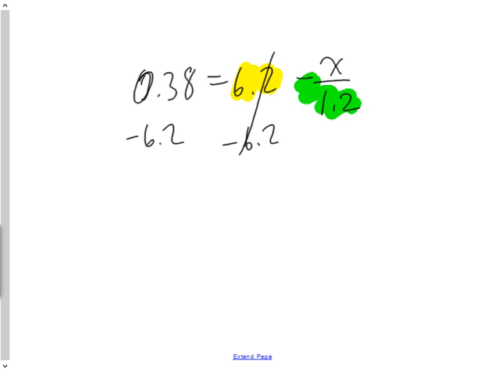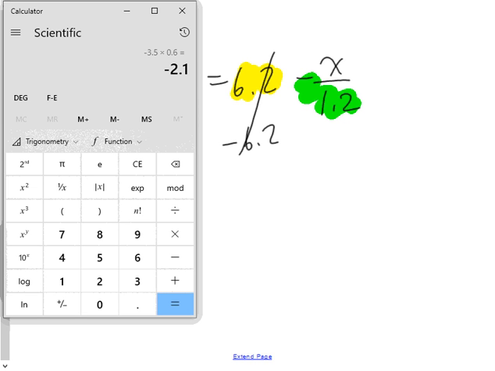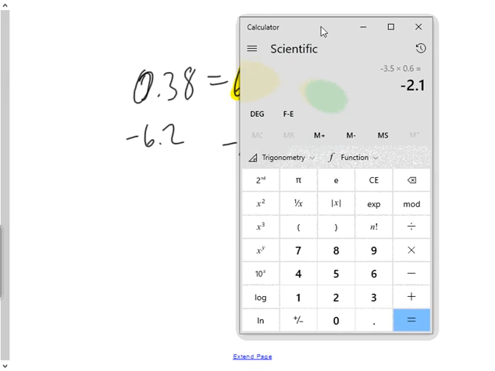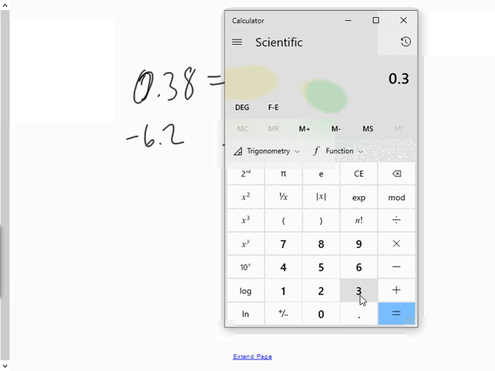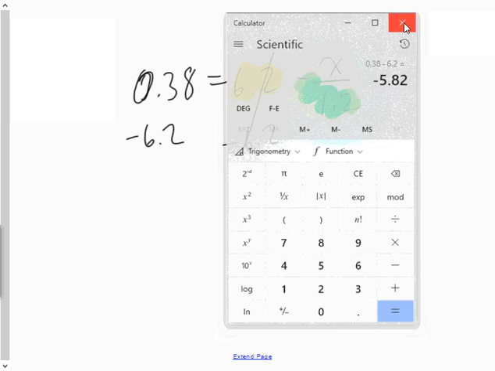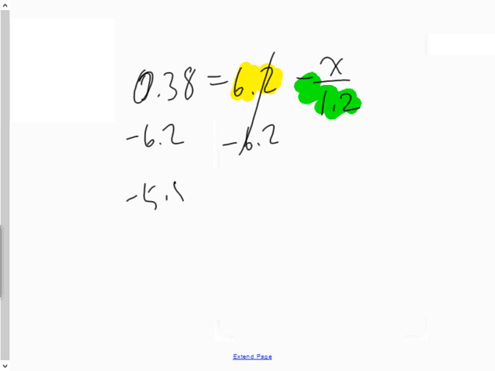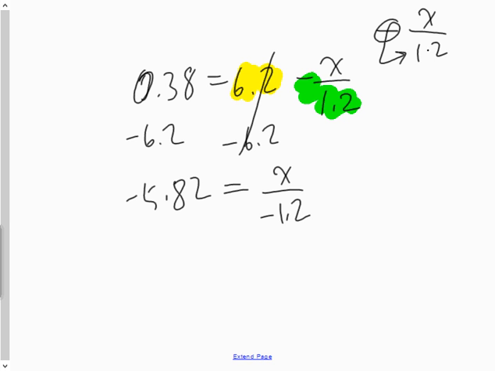Over here, I'm going to use a calculator for these, especially if you think you can do decimals. Even if you're good at decimals, use your calculator on a test anyway, because it will make a difference. So 0.38 take away 6.2 is negative 5.82 is equal to. And when I have this left here, make sure you take your negative sign and include it in your denominator.